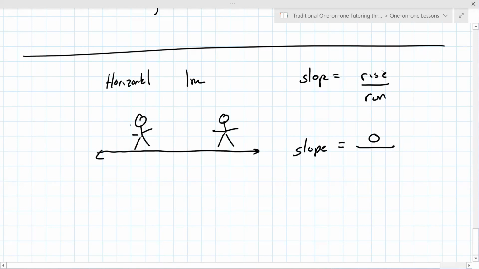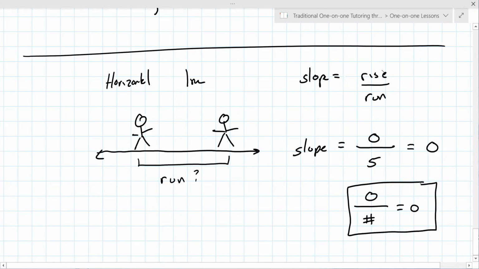You haven't gone up or down. You're on a straight line. But how far have you run? What's this distance? You can just pick a number, like 5 feet. The number doesn't matter, because 0 divided by a number is always 0. All right. Is that okay?